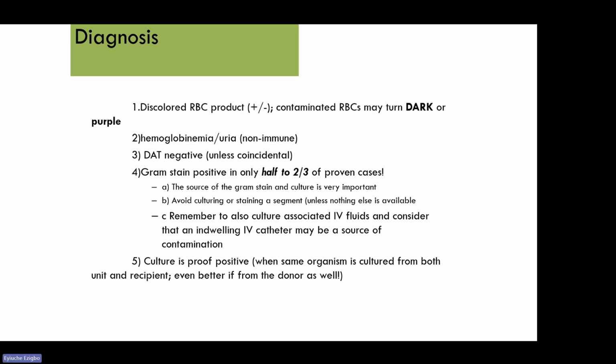So diagnosis of transfusion-related sepsis. How do we diagnose transfusion-related sepsis? First of all, we have to get the unit of blood. If it's red blood cell that is being implicated, you find out that there's discoloration. Because the bacteria are inside there growing, proliferating, multiplying, there is tendency for the color of the red blood cell to be darker. Contaminated red blood cell may turn dark or purple.